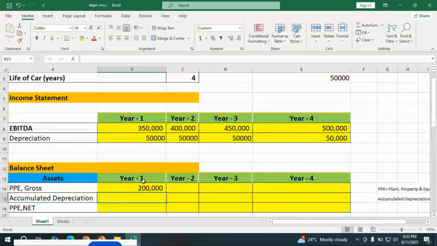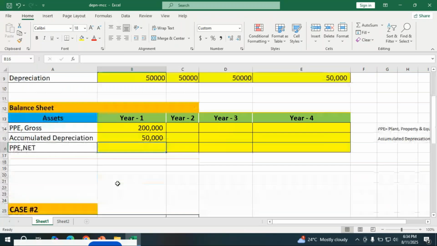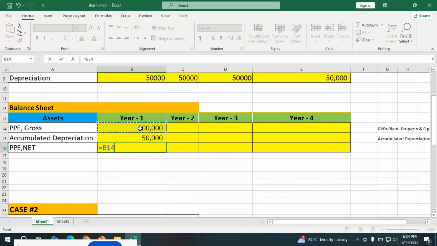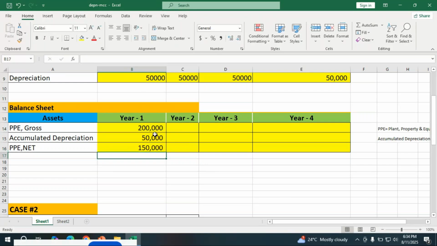Okay. Next, what is the depreciation calculated for the first year? Let's check it out. For the first year, as we have seen, there's the straight line method for depreciation. Now for the first year, depreciation is 50,000, sorry. So what is the net amount of the plant? Equal to 2 lakh minus 50,000, which is 1 lakh 50.